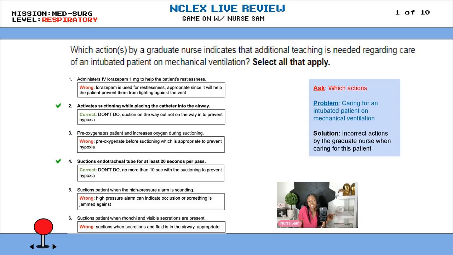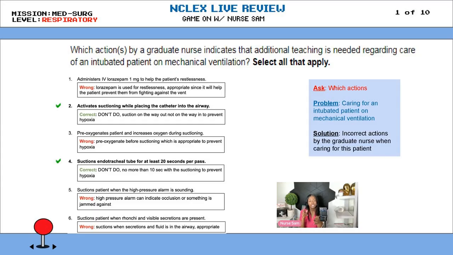So 1 was wrong. Administers IV lorazepam 1 milligram. Lorazepam is used for restlessness and it's appropriate since it will help prevent the patient from fighting against the vent. So this is actually a true action, which is why it was wrong.